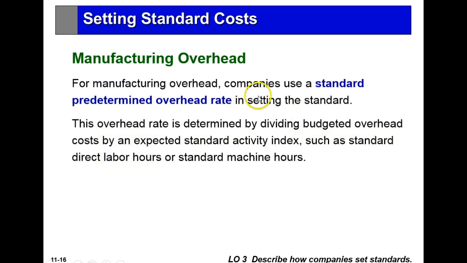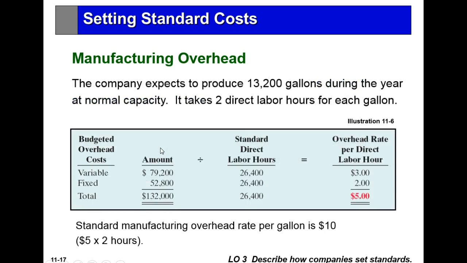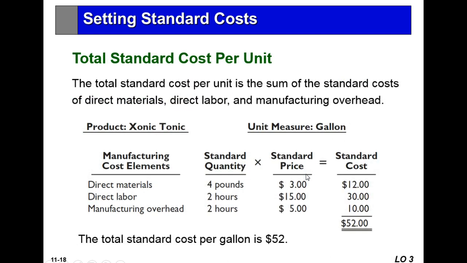Manufacturing overhead generally comes out with a standard predetermined overhead rate. Basically, we take this by dividing budgeted overhead costs by some standard activity index to come up with our standard cost of overhead. So as you can see here, we'll come up with a standard cost per gallon of $52. The standard cost per unit is the sum of all the standard cost of direct materials, direct labor, and manufacturing overhead.